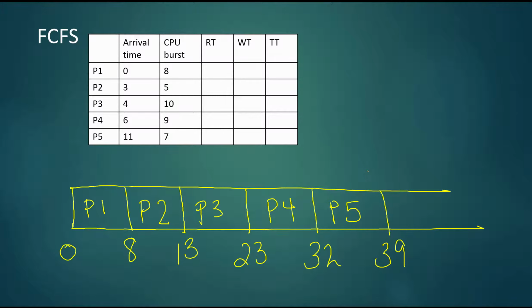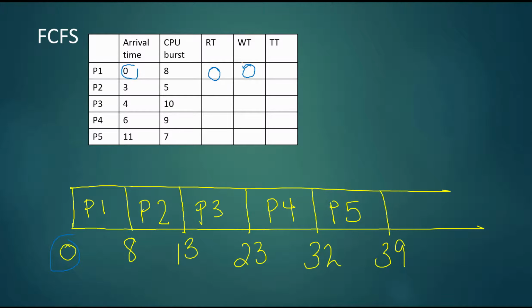To calculate the response time, it is a first time measure from the time when the process gets admitted. In this case, P1 was admitted at time 0, and the first time P1 got on the processor was at time 0. So P1's response time is therefore going to be 0. Since P1 did not go back into the ready queue and wait any additional time, the wait time will also be 0.